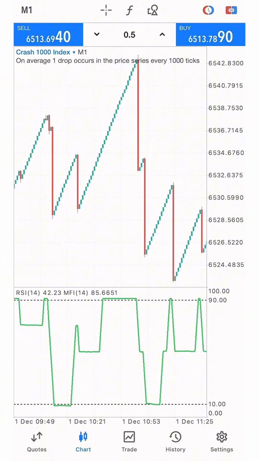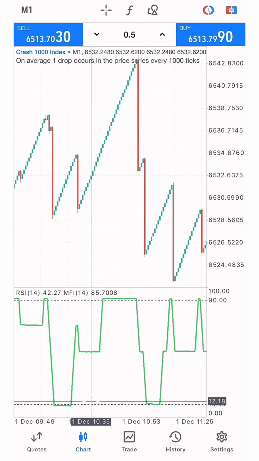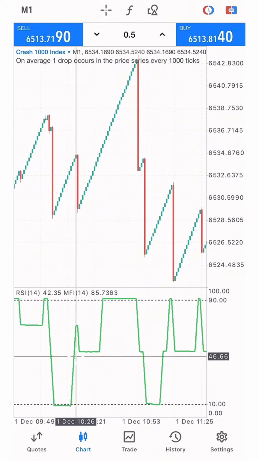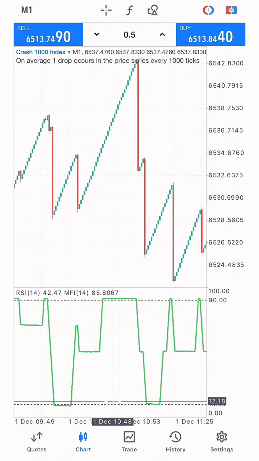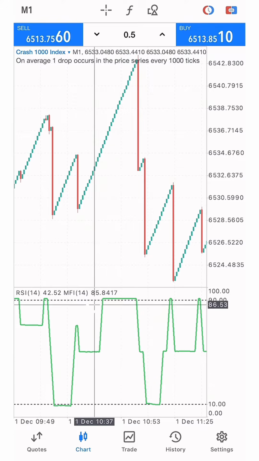Okay, so this is the indicator right here, the MFI. This green line right here is the MFI, and these two levels, 90 and 10, are the RSI levels.